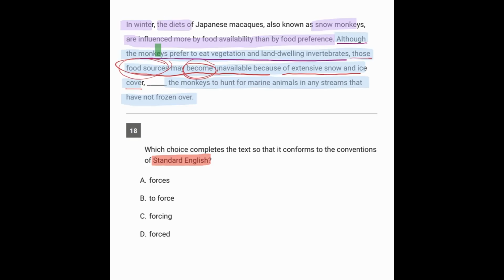Because if we had said the monkeys prefer to eat vegetation and invertebrates, that would have been an independent clause. That could be written on its own. But with the word although in the front, it becomes dependent. And by the way, if you have a dependent clause followed by an independent clause, it gets a comma. But an independent clause followed by a dependent clause gets no comma. So this comma right here is the textbook comma that goes in between a dependent and an independent clause.